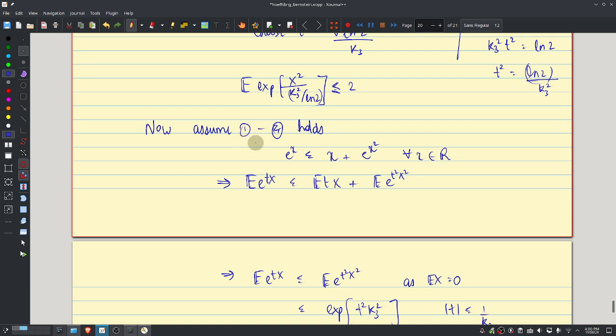So effectively, to show that 1 holds from 4, you just have to make use of Chebyshev's inequality. That's all effectively that you do.